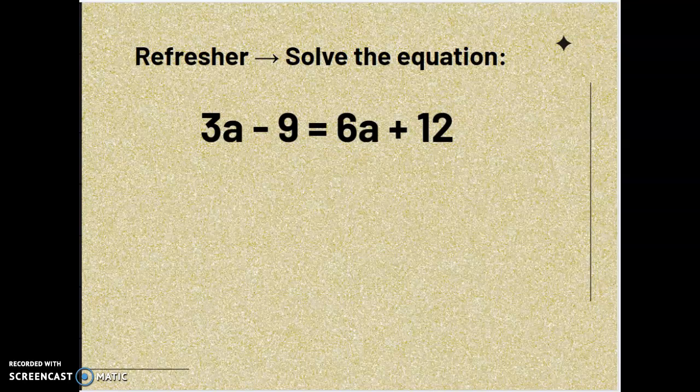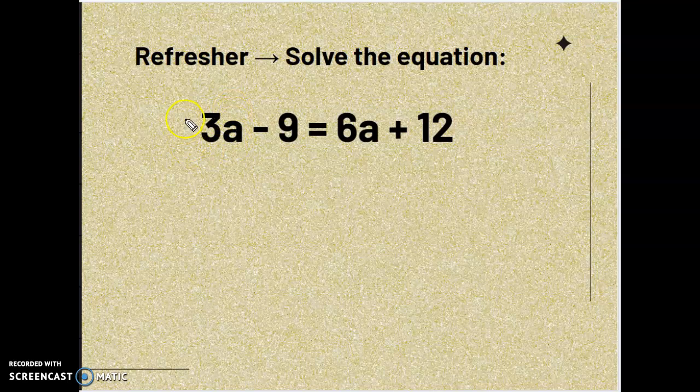All right, so this lesson we're going to learn how to solve a multiple step equation. This type of problem is more like an 8th grade problem, so we're going to refresh your memory. That's why it says refresher. So the first thing I'm going to do is look at it and see that I have 3a minus 9 equals 6a plus 12.